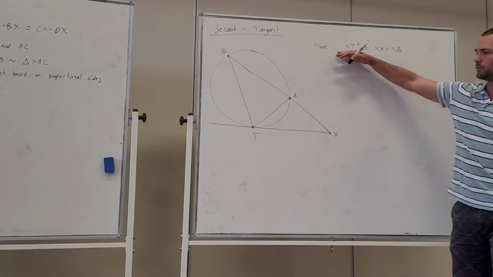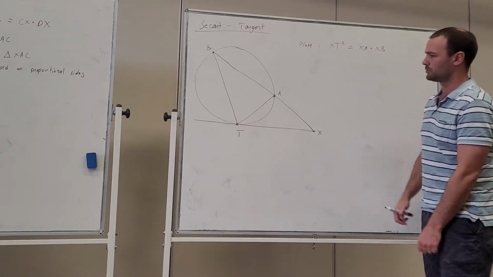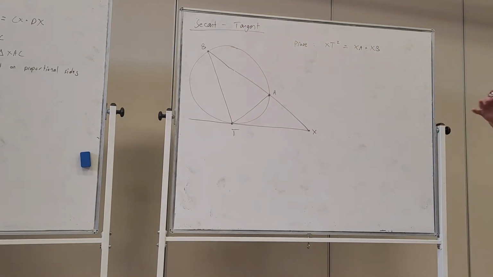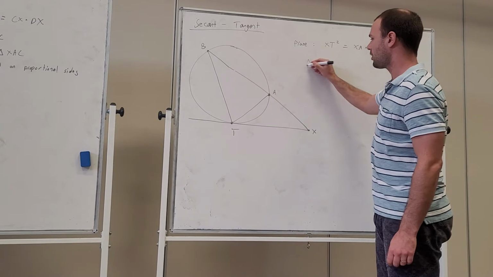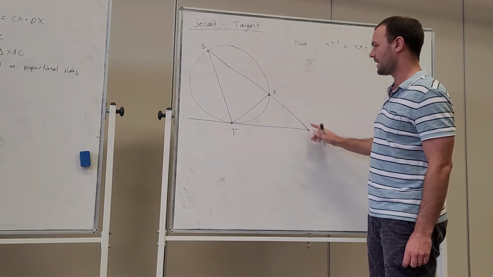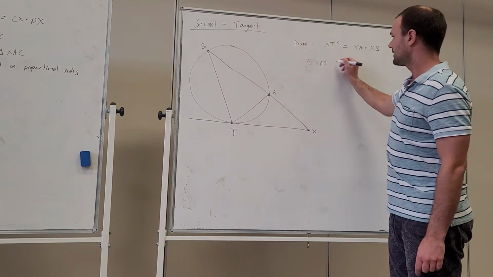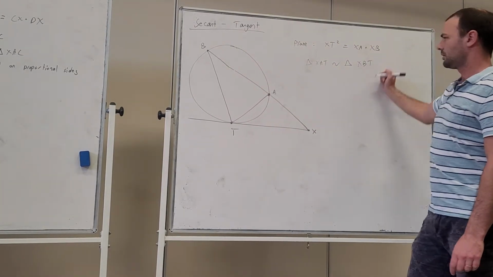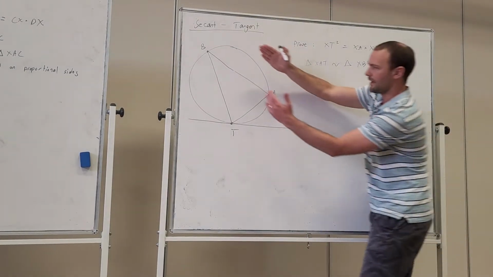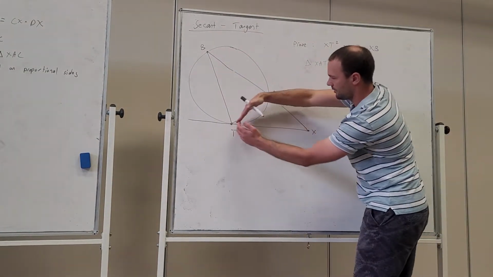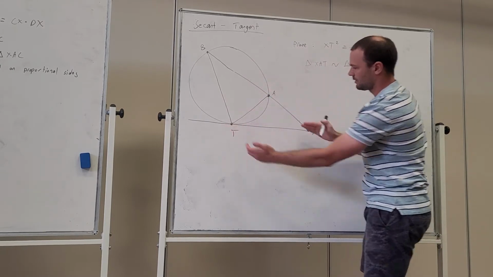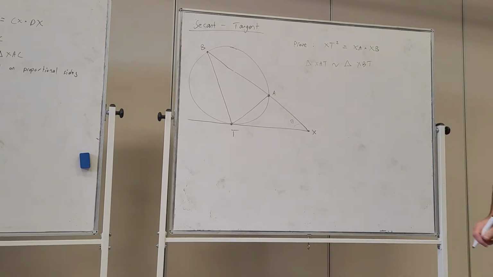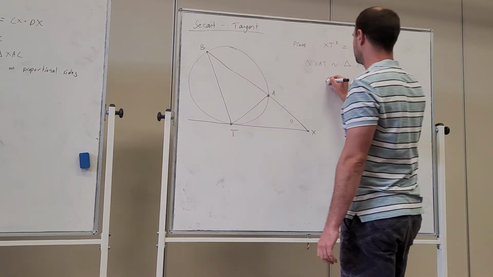So this is what we're trying to prove, that XT squared is equal to XA times XB. And the way we're going to do this is we're going to prove first that triangle XAT is similar to triangle XBT. Okay, so firstly, we're looking at that big triangle and then this little triangle here. Firstly, this angle's in common. So angle AXB is common.